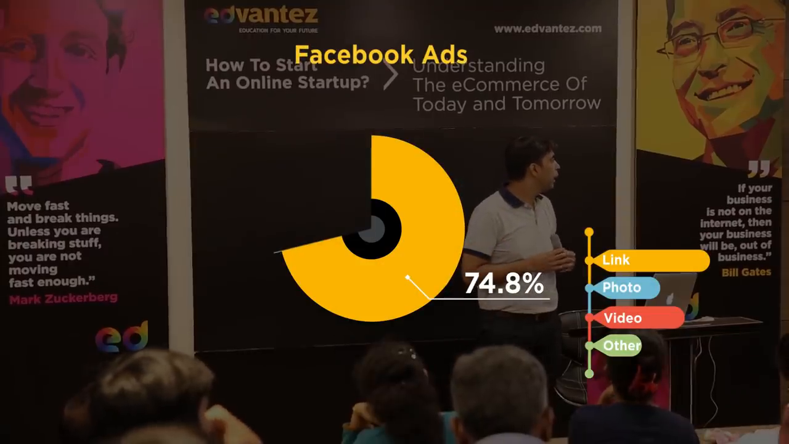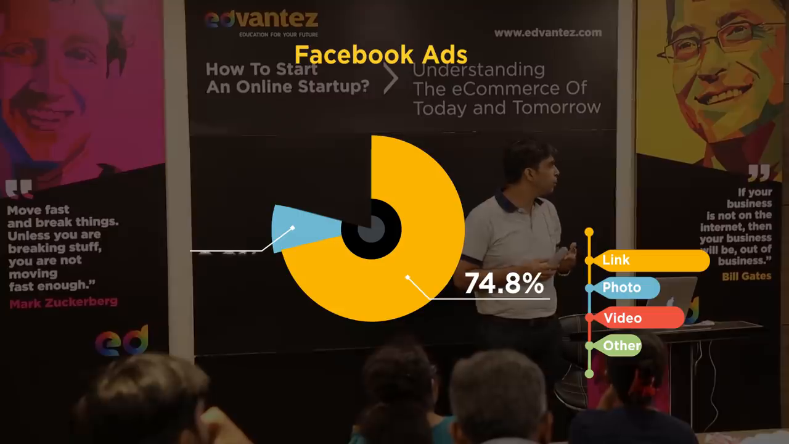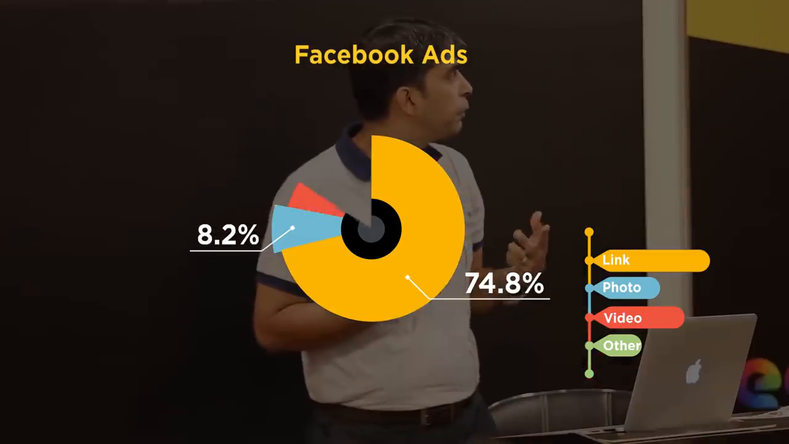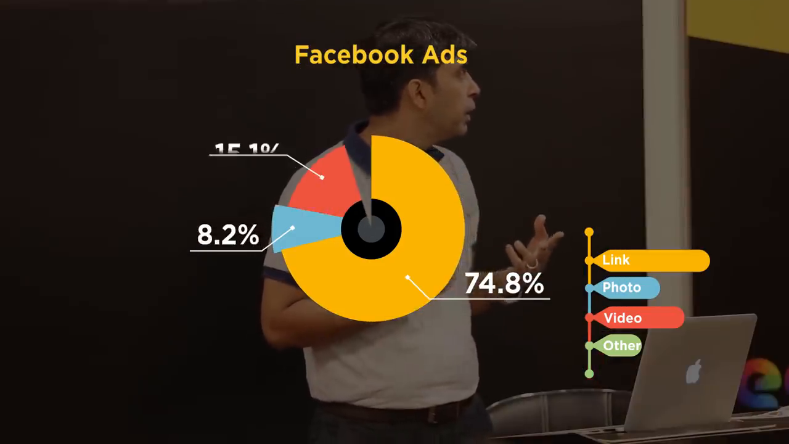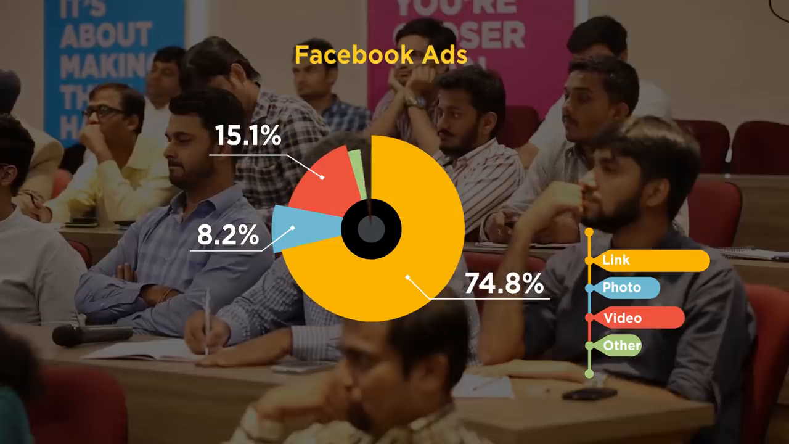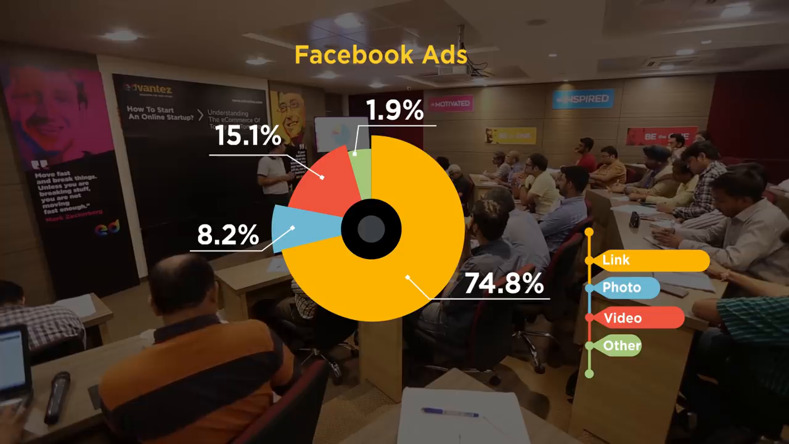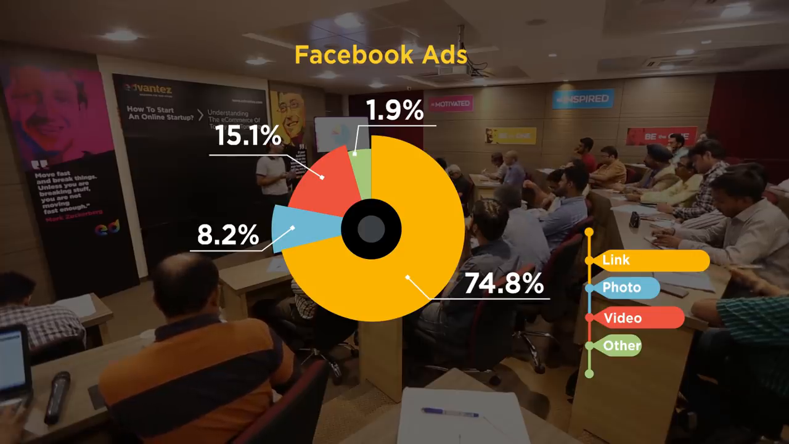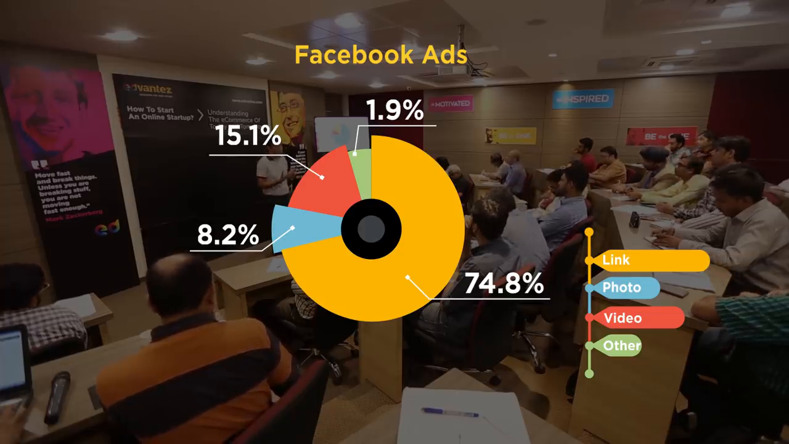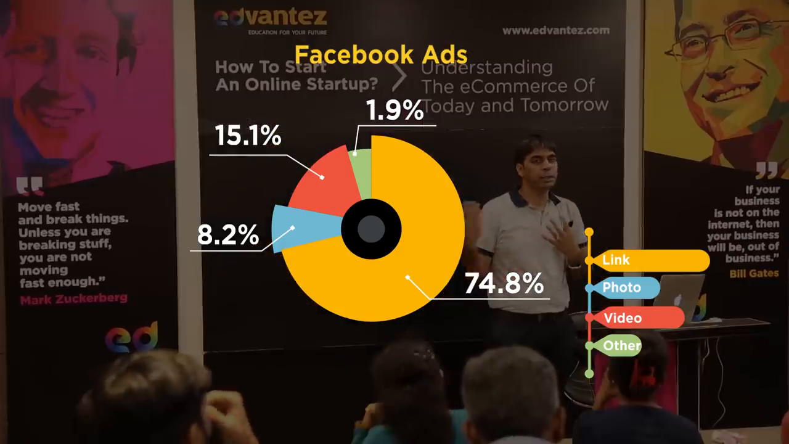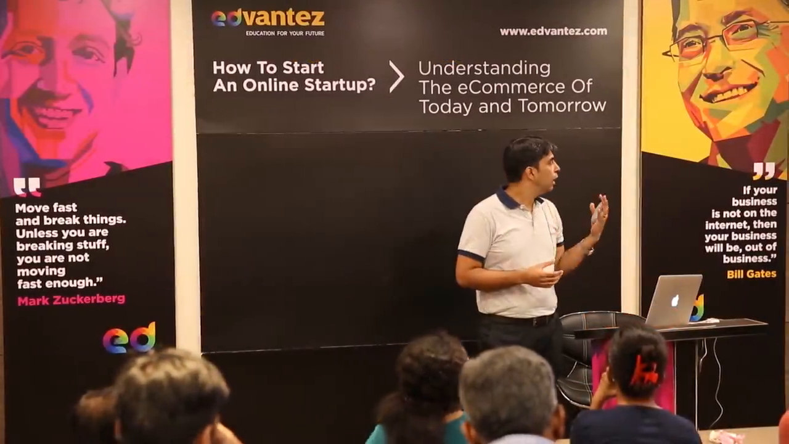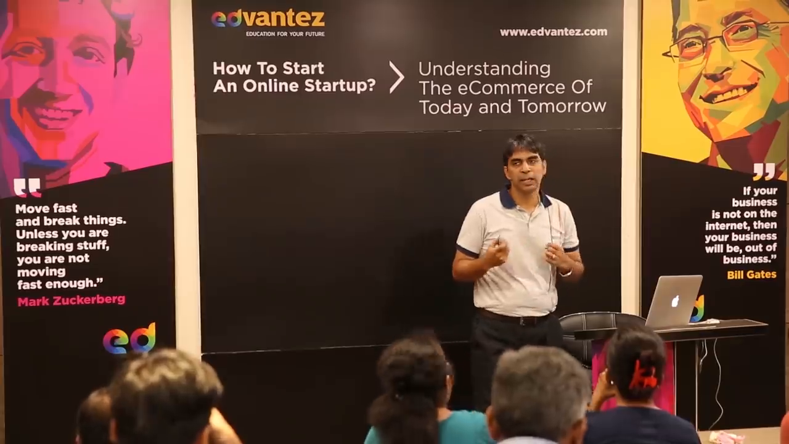So if you look at it, 8.2% create photo-based ads, 15.1% create video ads, and then everything else is the remaining amount, which is almost nothing. So the reason why you would be interested in this, one, is because video and photo give you more ability to do more things and probably set you apart versus the people that are just creating link ads.